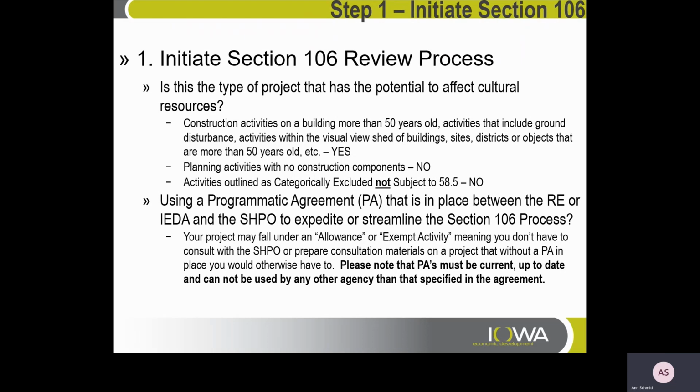So the first question to initiate the process, you have to consider, is this the type of project that has the potential to affect cultural resources? I've provided some examples here. Construction activities on buildings that are over 50 years old, that include ground disturbance, and that may have an impact on a structure, land, or have a visual view shed of building sites, districts, or objects that are more than 50 years old. Absolutely, yes, that triggers 106. Planning activities with no construction component, no.